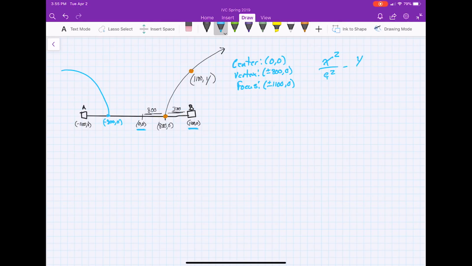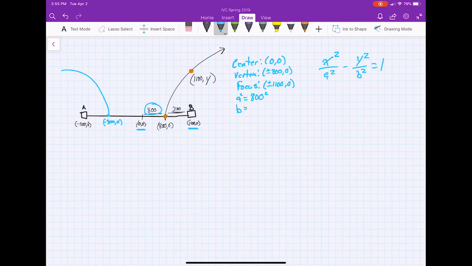Now, our problem that we're going to be looking for here is going to be x squared over a squared minus y squared over b squared equals 1. So we just need to find all of our values here. We need to find a, which a squared is 800 squared. That's this portion right here, the distance from the center to the vertex. So that's a. So a squared would be that number squared, so 800 squared.